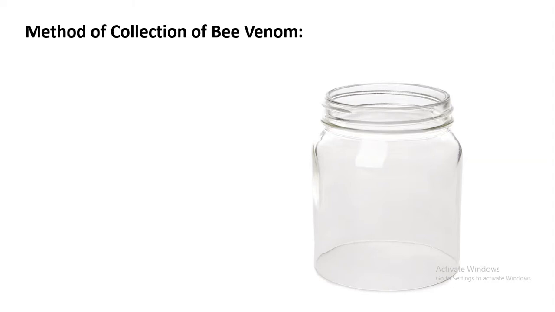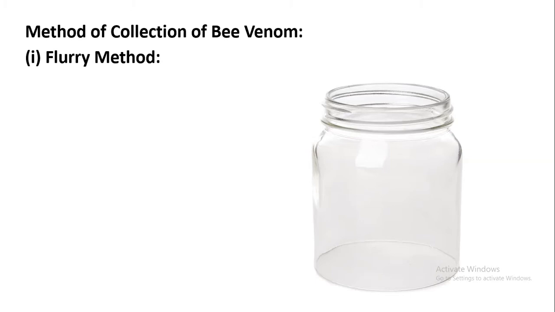The bee venom is collected by three methods. The very first method is the Flurry method, the second is the improvised electric current method, and the third is the modern bee venom extractor. First we will study the Flurry method. Actually, this is the original method of obtaining the bee venom.